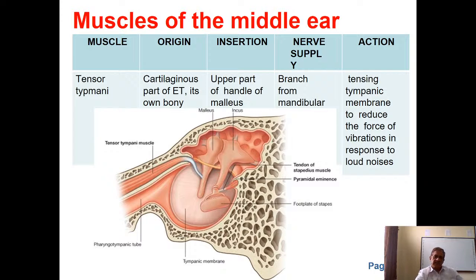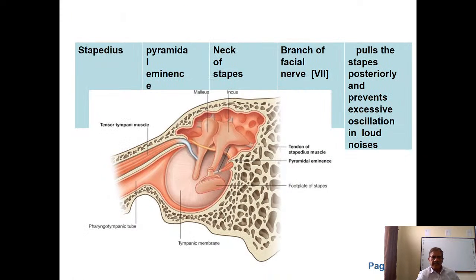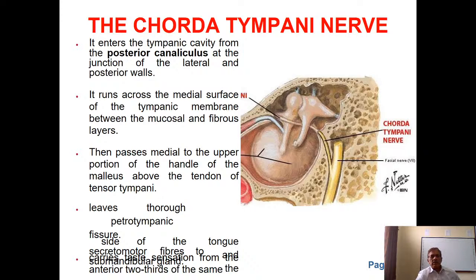Now the muscles of the middle ear cavity. There are two muscles: the tensor tympani and its tendon, and the stapedius and its tendon. This is inserted into the malleus, and this is inserted into the stapes. So same thing once again, and the chorda tympani nerve.